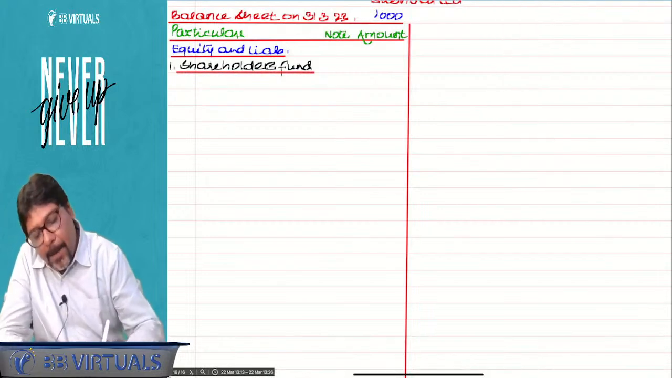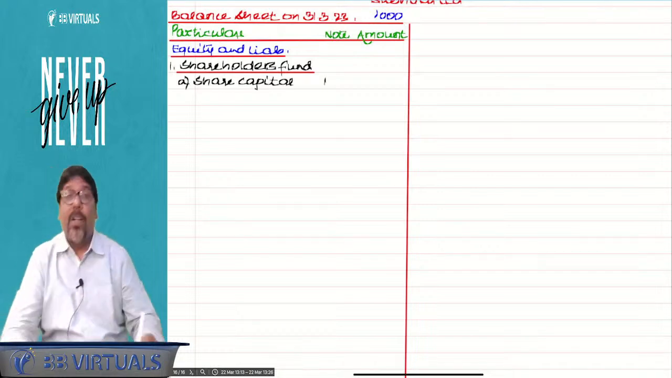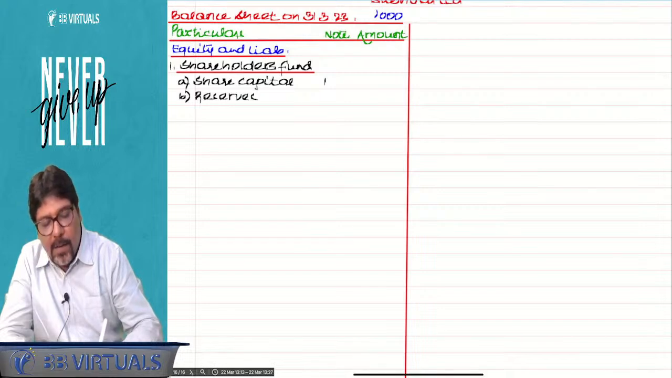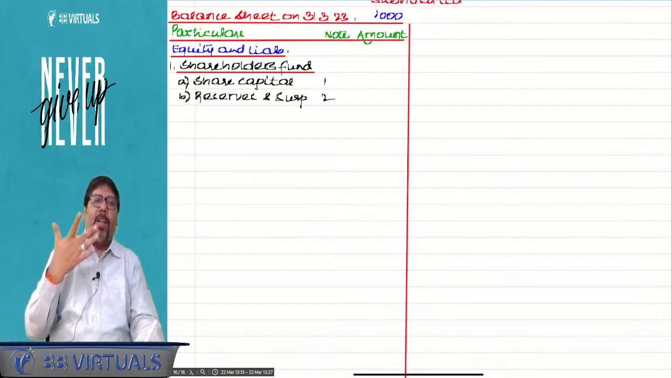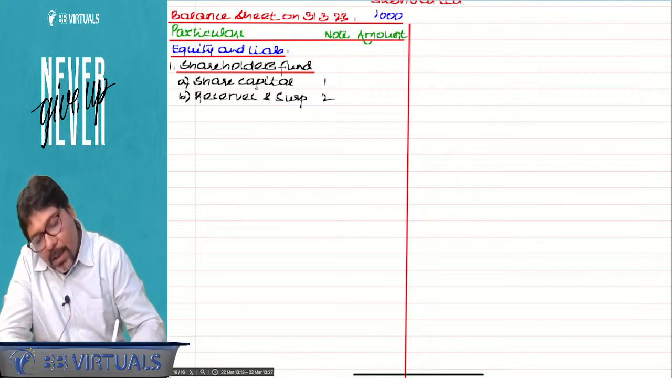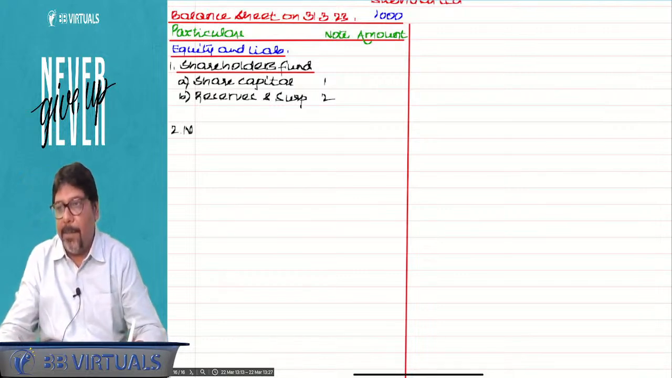In shareholders fund, we'll have first A, share capital, which will be note 1. B, reserves and surplus, note 2. Number 3, share warrant, is not there. Next is share application money received pending allotment, that is also not there. Then we have got number 2, non-current liability.